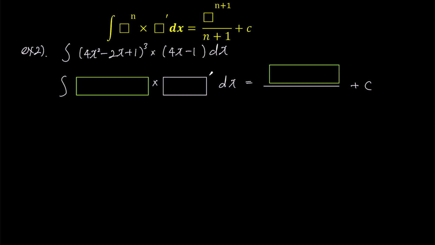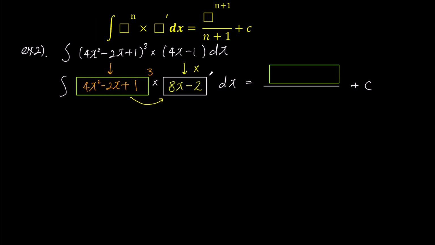First, let's bring in our box rule. Let's set the exponent of the first box to 3, just like in the problem, and fill the box with the 4x squared minus 2x plus 1. However, we encounter a problem with the second box prime. We can't simply put in 4x minus 1 as it is. We need to differentiate the term of the box, which is 8x minus 2.